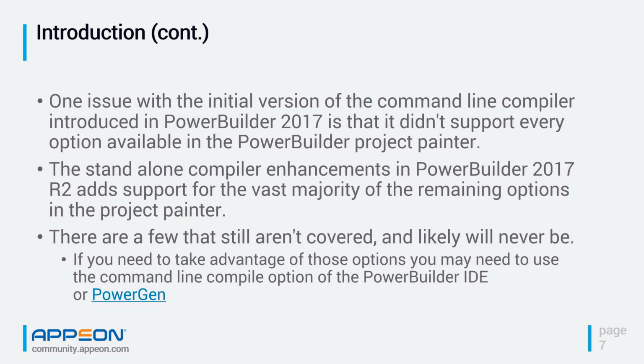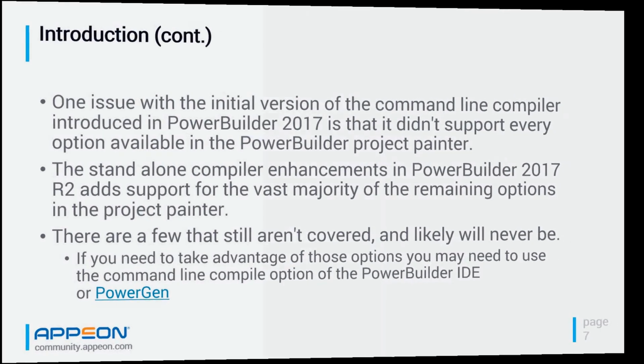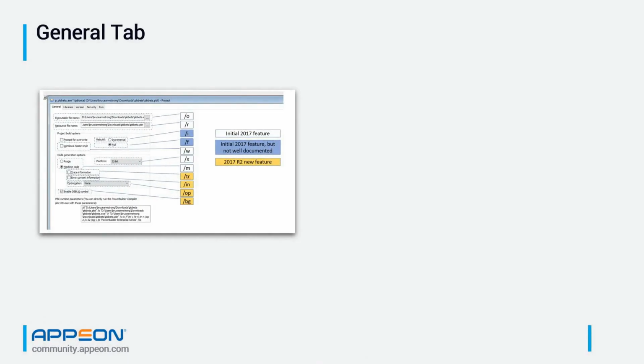Now, if there are certain options in Project Painter you feel you must absolutely have, and they aren't covered by the standalone compiler, you can still use the PowerBuilder IDE, or you could use a tool from eCaring called PowerGen, which would support all the Project Painter options. But for the vast majority of customers, I'm sure that the standalone compiler will do the trick.